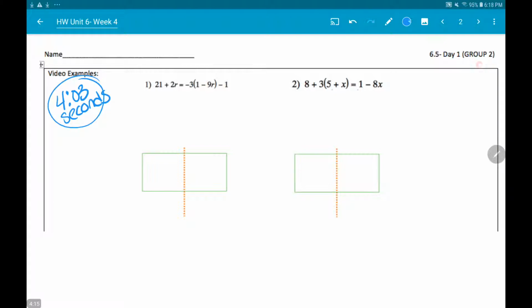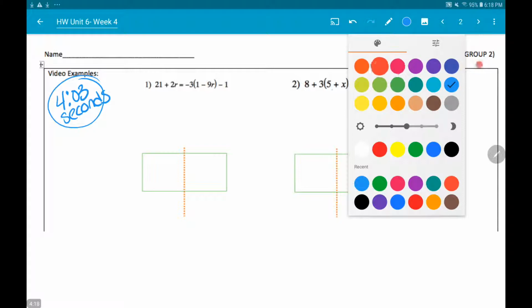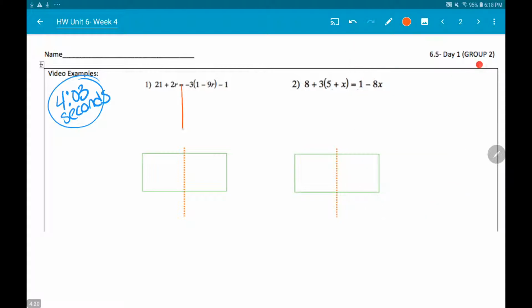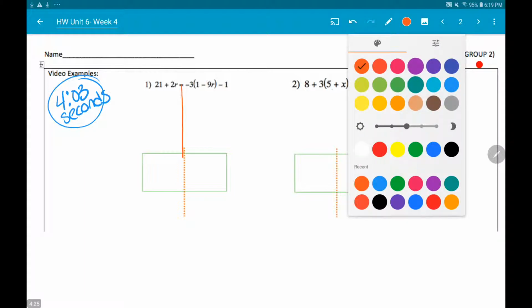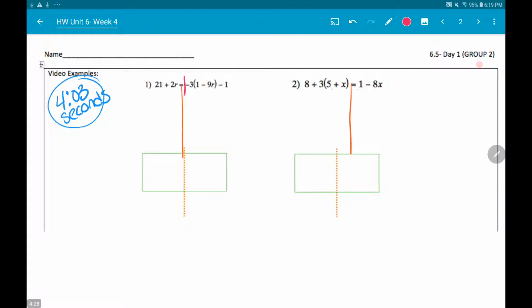Alright, so group 2, we now have the distributive property involved. So I'm just going to go ahead and extend our line. Alright, so whenever I see parentheses, I need to take care of those first. So I'm going to ignore everything else right now, and I'm only going to worry about those parentheses. Alright, so for this one, I have negative 3 goes with my 1, and negative 3 goes with my negative 9r. Okay, let's simplify that.